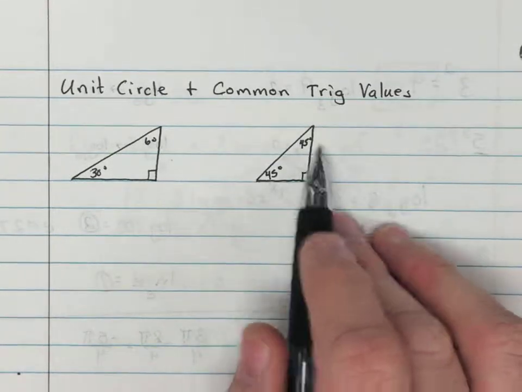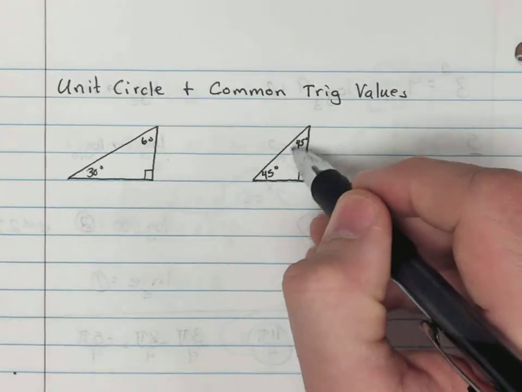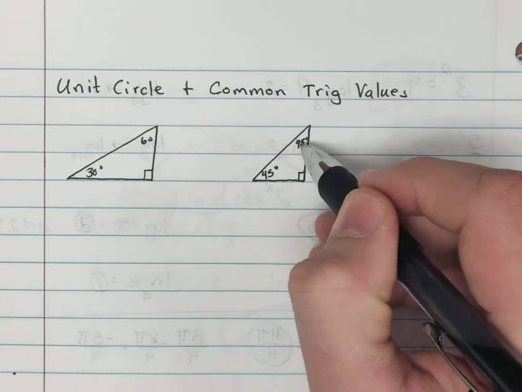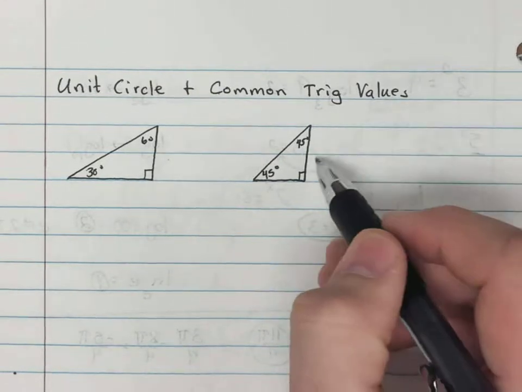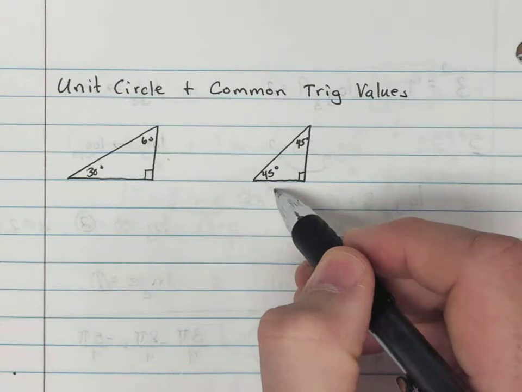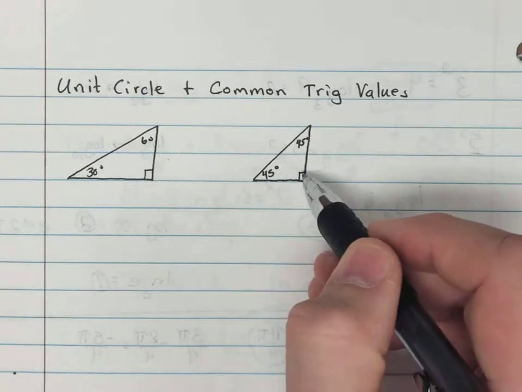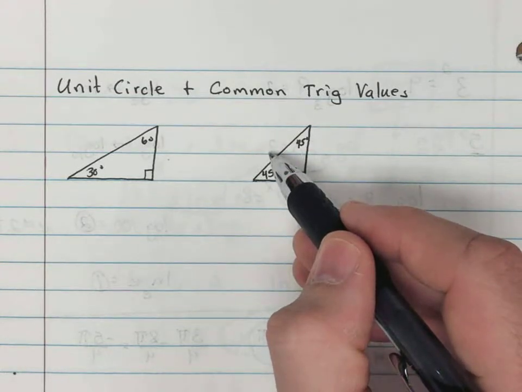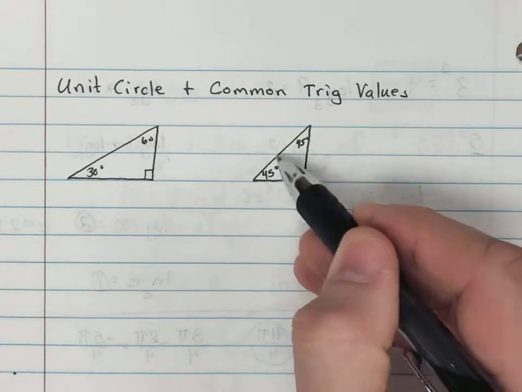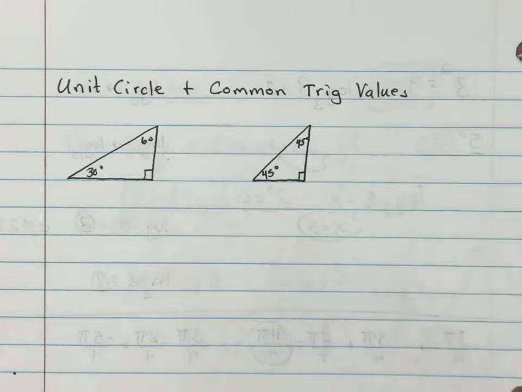In a 45, 45, 90, we recognize this as being an isosceles triangle. Because we had 2 equal angles, that meant we have 2 equal sides. If the sides were 3 and 3, the relationship between the sides and the hypotenuse, you could use Pythagorean theorem, but it's going to be 3, 3, and 3 root 2. 4 and 4, 4 root 2. 5 and 5, and 5 root 2.